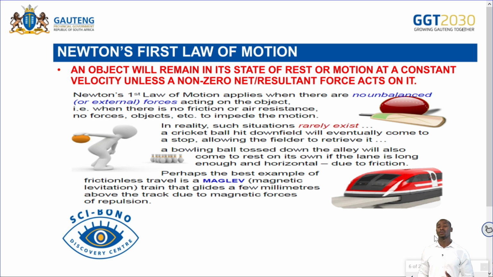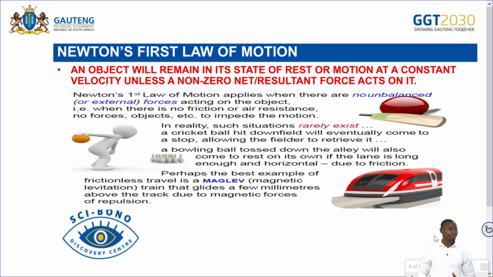But when is that going to change? If an object experiences a non-zero net force, then it's when the object will change its state of motion. So that is your Newton's first law. But when we define it, we need to make sure that we define it the way it is in our examination guidelines. So it states that an object will remain in its state of rest or motion at a constant velocity unless a non-zero net or resultant force acts on it. So that is our Newton's first law, which is the law of inertia.